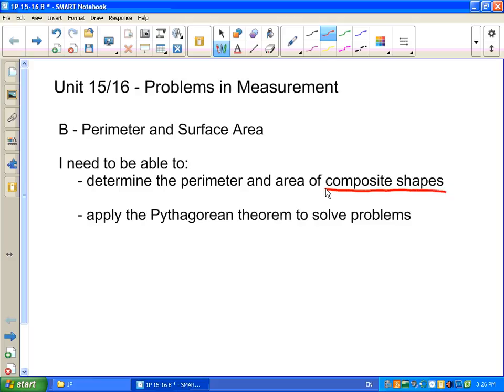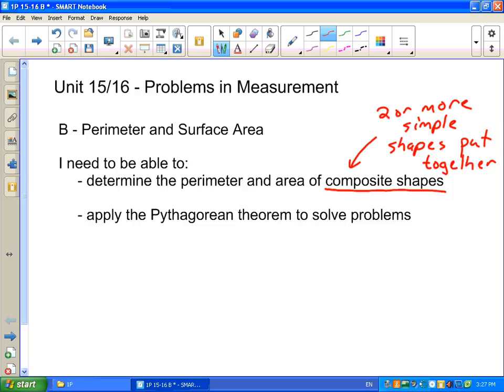Before we get into the actual examples, let's remind ourselves what we mean by a composite shape. A composite shape is composed of two or more simple shapes that have been put together. When I say simple shapes, I mean things like squares, triangles, or circles, shapes that you're familiar with. As we go through these questions, it's a good idea to have that formula sheet that you got from your teacher handy, so you can look up any of the formulas for area that you need.